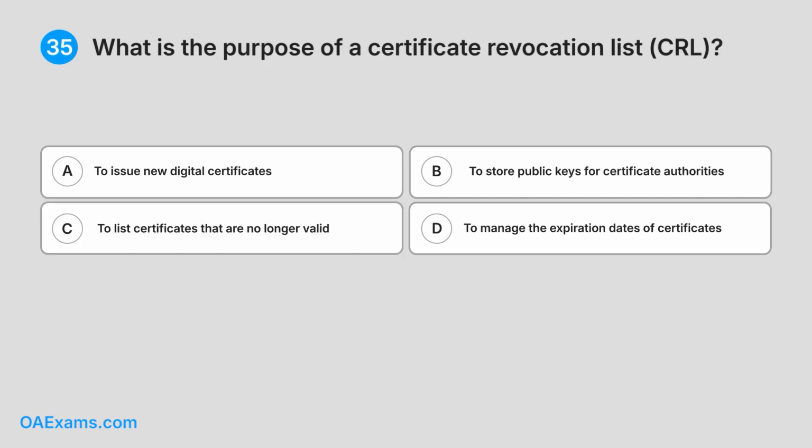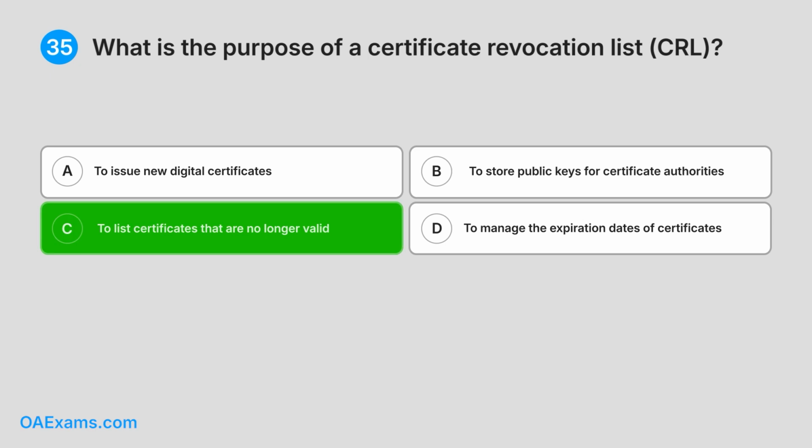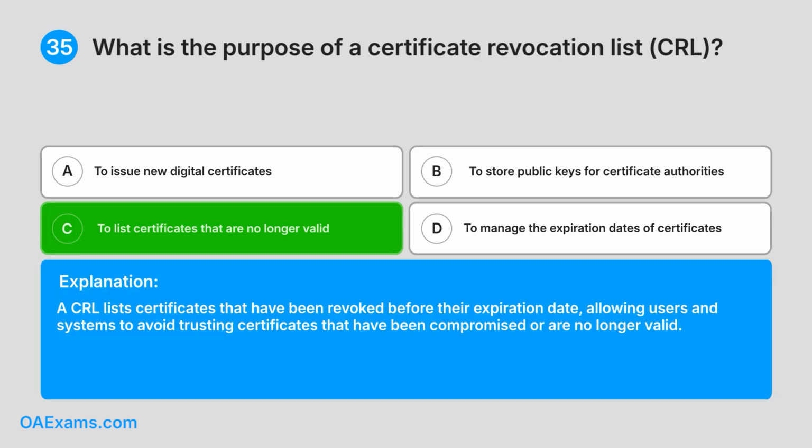35. What is the purpose of a certificate revocation list, CRL? A. To issue new digital certificates. B. To store public keys for certificate authorities. C. To list certificates that are no longer valid. D. To manage the expiration dates of certificates. Do you know the answer? Correct answer: C. To list certificates that are no longer valid. Explanation: a CRL lists certificates that have been revoked before their expiration date, allowing users and systems to avoid trusting certificates that have been compromised or are no longer valid.